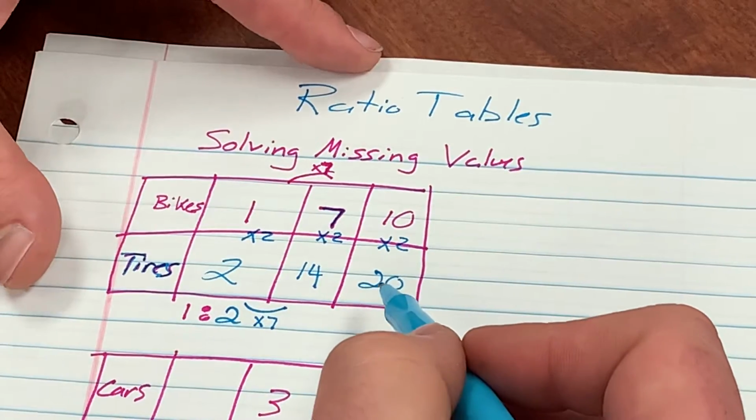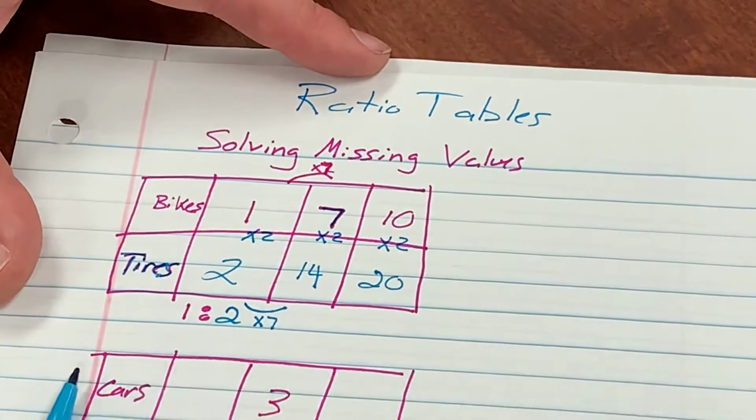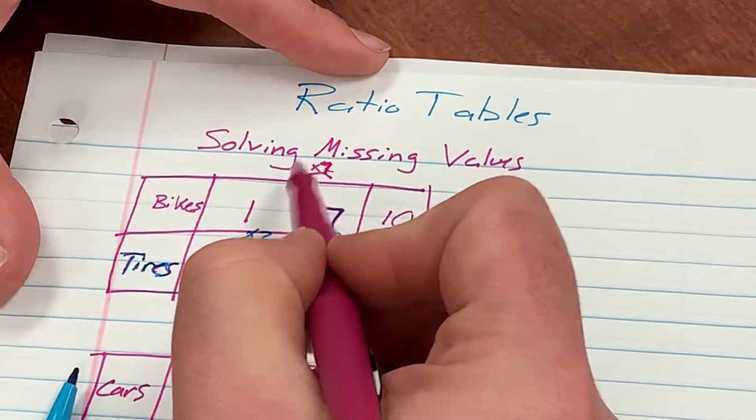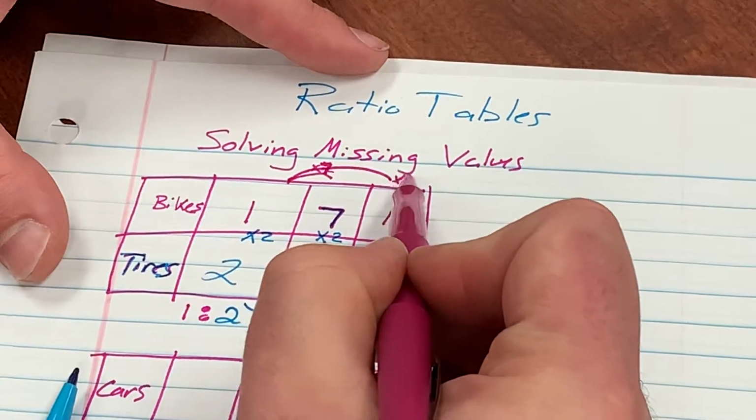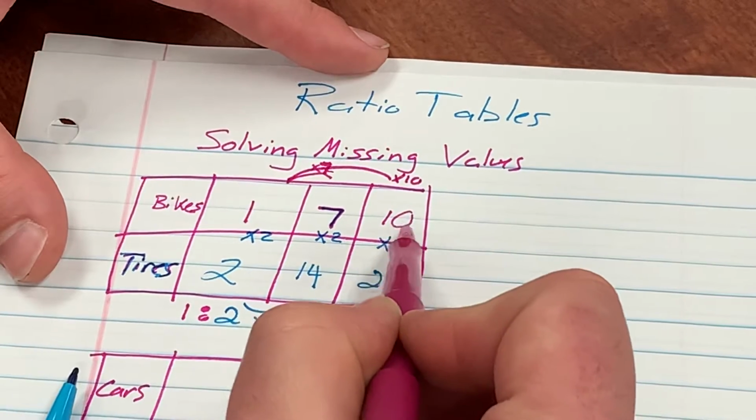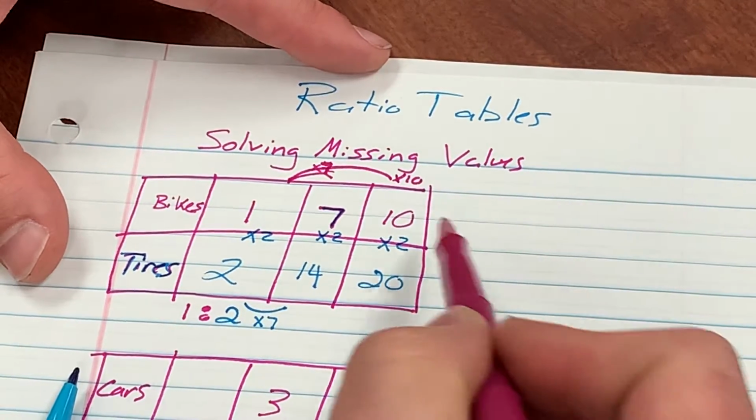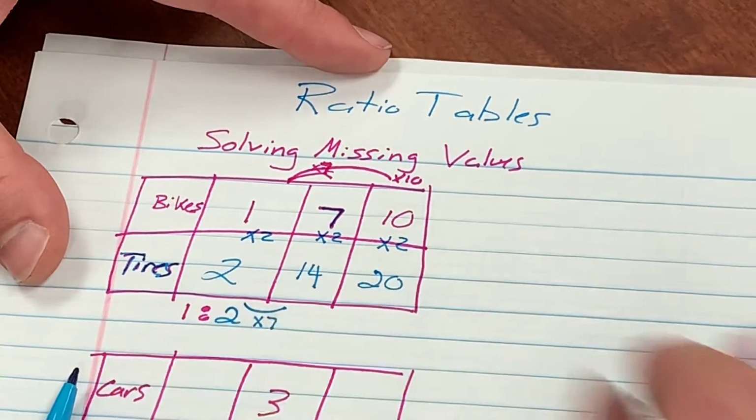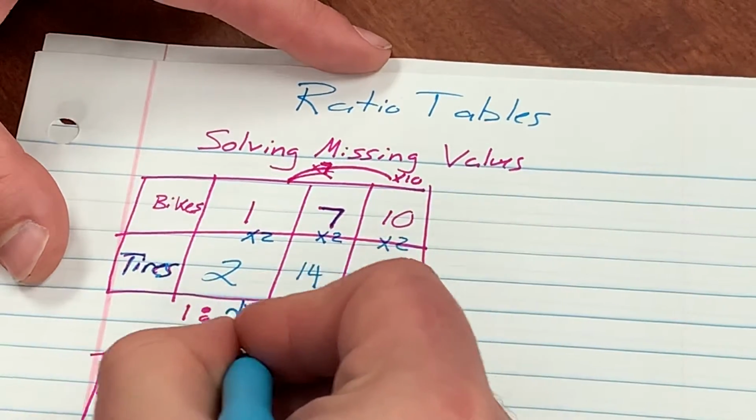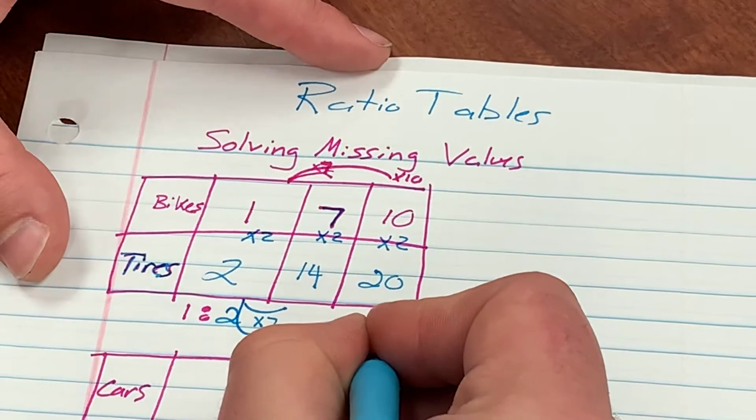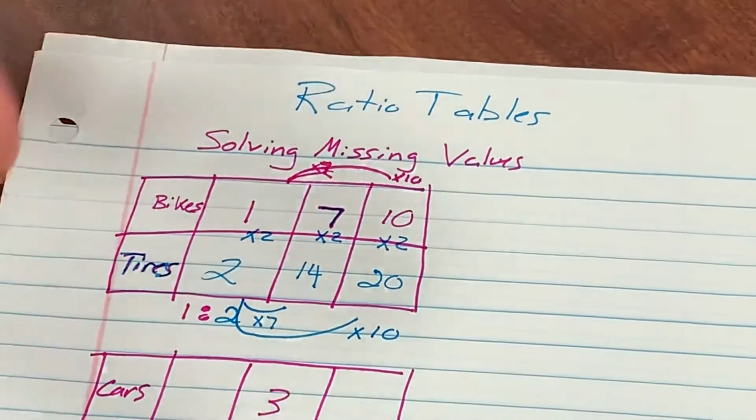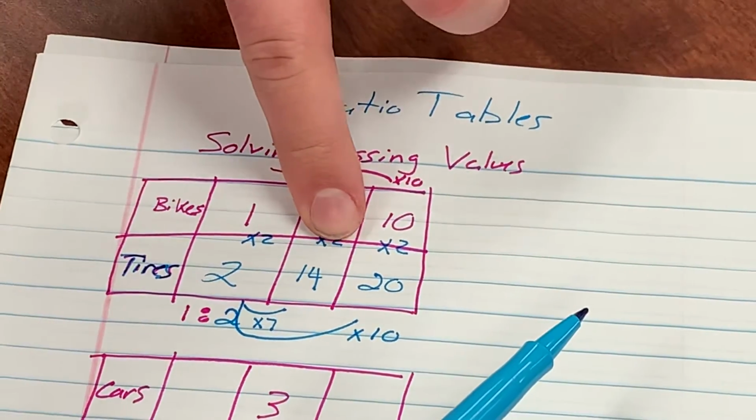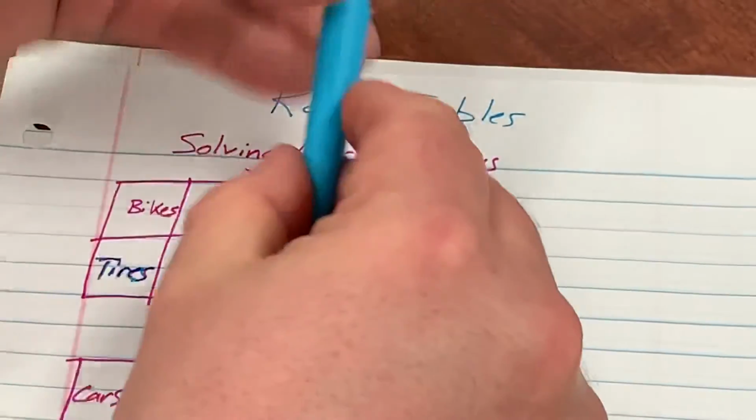I can also tell that I have the same type of relationship with the first and the last number. So 1 times 10 is going to give us how many bikes that we have here, and then on the bottom, 2 times 10 is going to help us solve for this last piece. Now, let's say that we were missing the 7 and we couldn't seem to figure out what this piece here was.